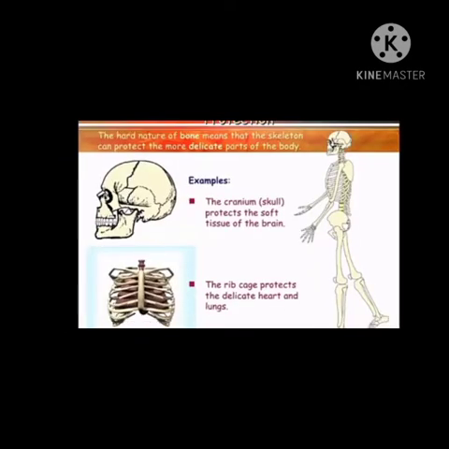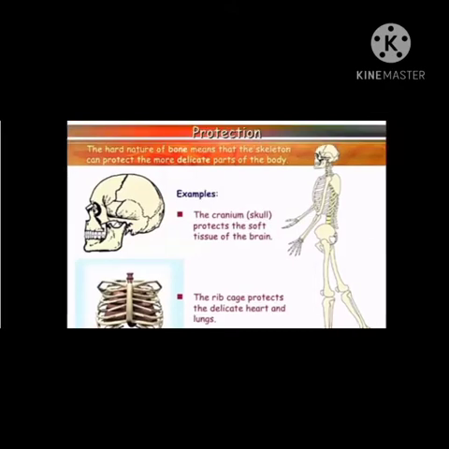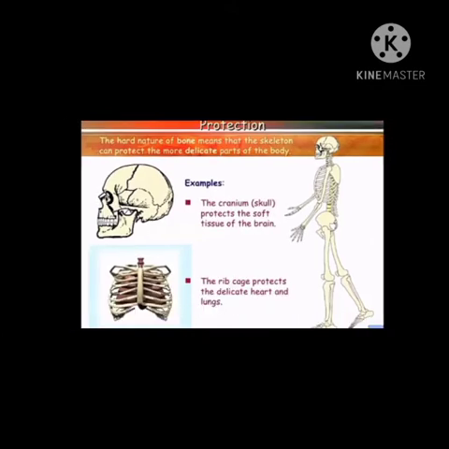Okay, now next is your protection. Hard bony boxes, they protect the delicate vital organs. Vital organs means important organs of our body. All of you know the skull, it protects our brain, right? And the rib cage, it protects the delicate heart and lungs. So you can say skeleton system, it helps in protection of inner vital organs.